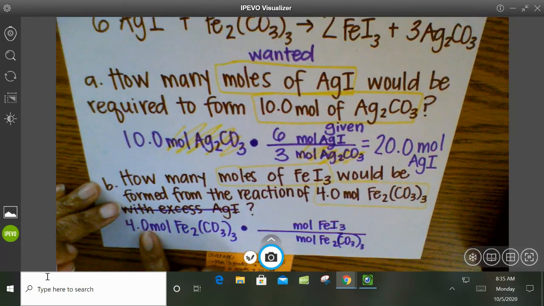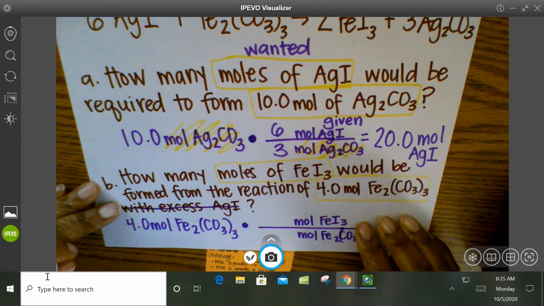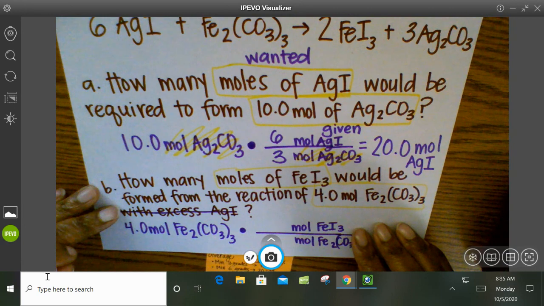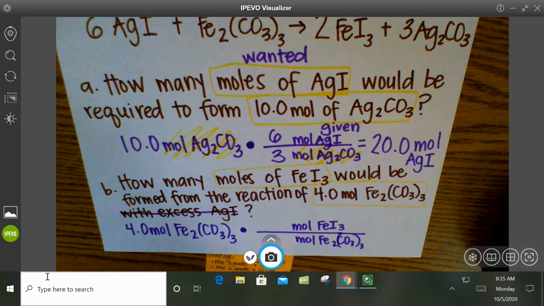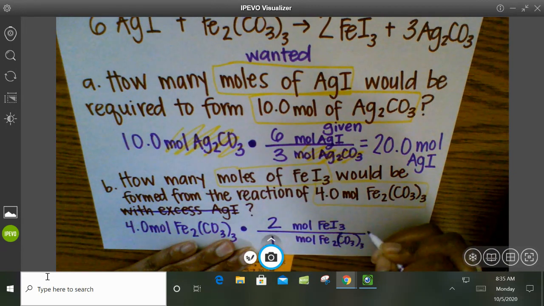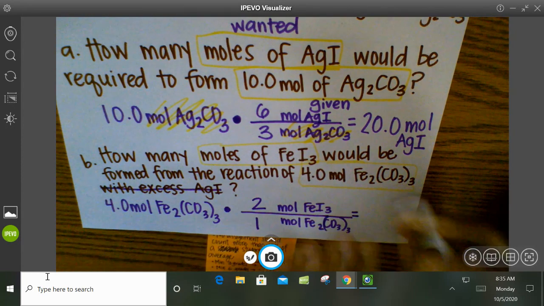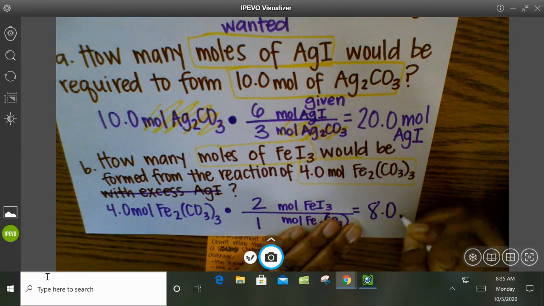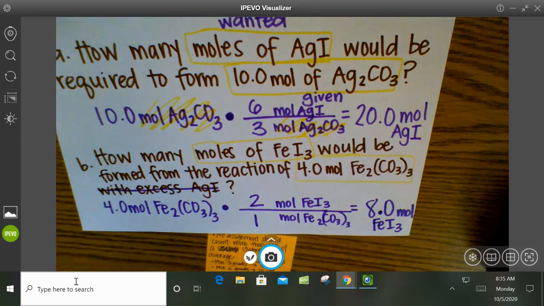Here I have 4 moles of iron 3 carbonate, and I'm going to convert that to moles of iron 3 iodide. All I need to do is use my coefficients. FeI3 has a coefficient of 2. Fe2(CO3)3 has no coefficient, which is understood to be 1. So I do my calculation: 4 times 2 over 1, which is 8 moles of FeI3. And that is how you do calculations using the mole ratio.